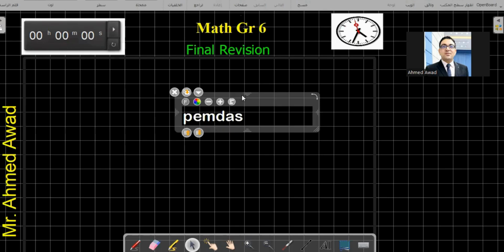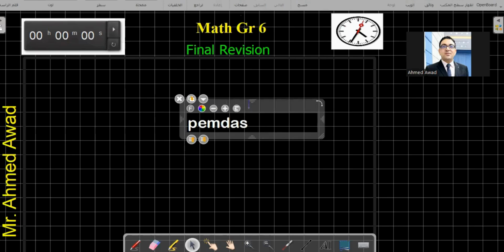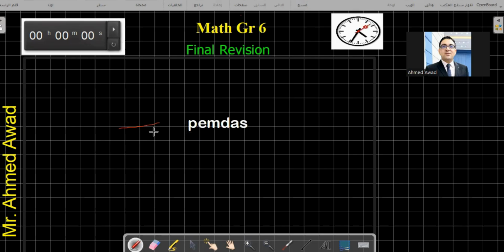So Mr. Bimdas says what, guys? Mr. Bimdas says, if you have any problem, we should always start from left to right. So everyone, if you have any problem, you should start from left to right. Then, if you have a bracket or parentheses, you should start with it. So P represents what? Parentheses. Then E exponent, M multiply. So the first one is going to be a bracket here. Second one, exponents or powers.